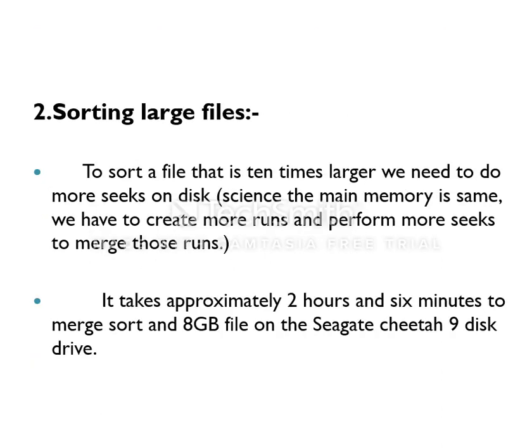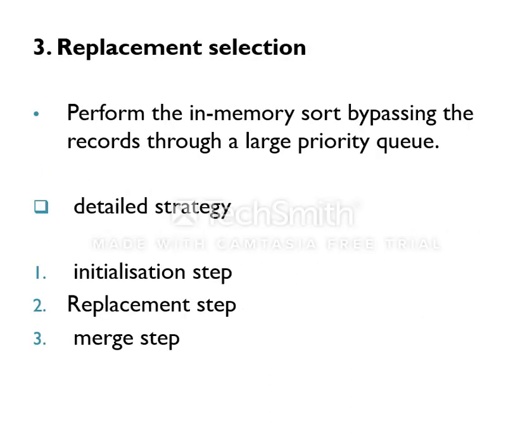Second parameter is large files. To sort a file that is 10 times larger, we need to do more seeks on disk. It takes approximately 2 hours and 6 minutes to merge sort. The third and most interesting parameter is replacement selection.